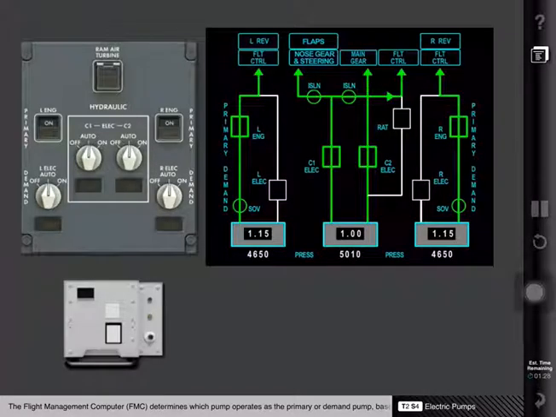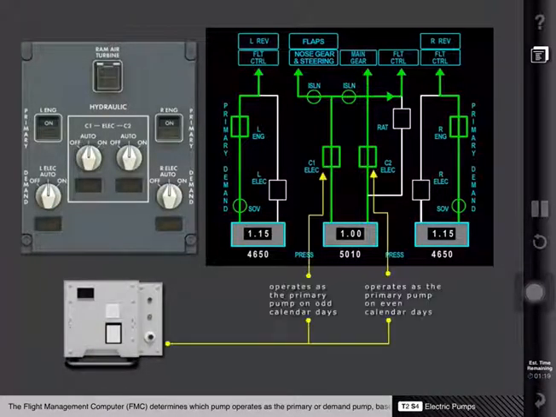With both selectors in auto, one pump operates as a primary pump, while the other operates as a demand pump. The Flight Management Computer, or FMC, determines which pump operates as the primary or demand pump based on the calendar day. The C1 pump operates as the primary pump on odd calendar days, and the C2 pump operates as the primary pump on even calendar days. The primary pump operates continuously after the second engine is started.